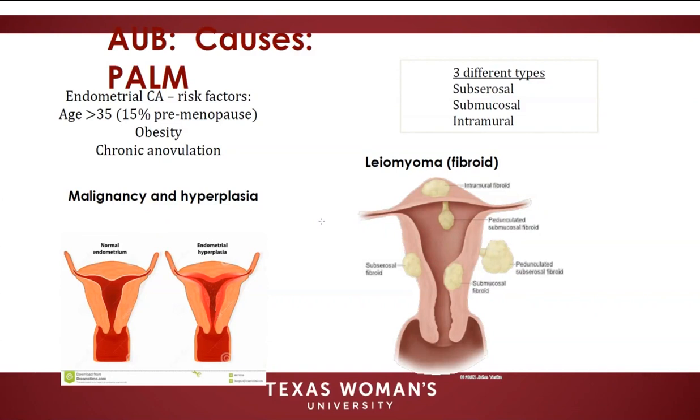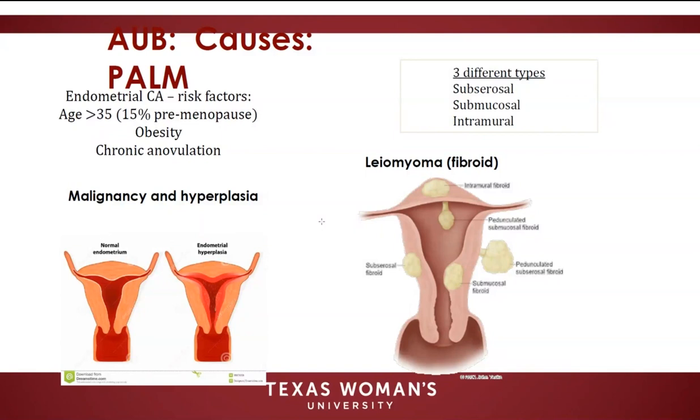The M is on the left, which is malignancy and hyperplasia. You're typically going to see this over 35. And if we think back to what we learned about obesity and chronic anovulation, which we'll talk about soon, a woman is exposed to quite a bit of estrogen over her lifetime, which means that she either is not ovulating regularly and shedding the uterine lining, and it tends to happen again age over 35.